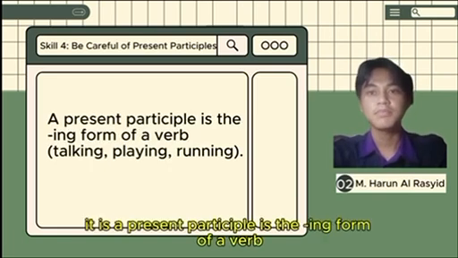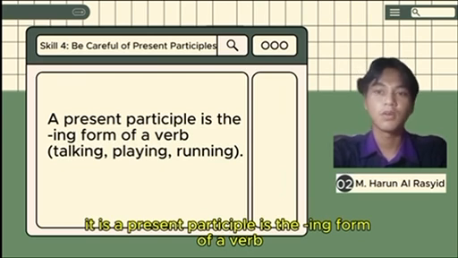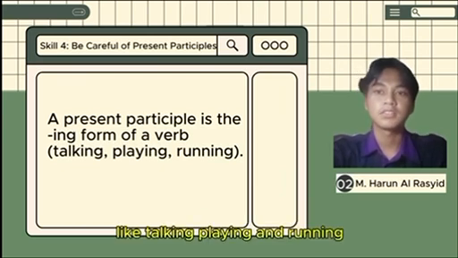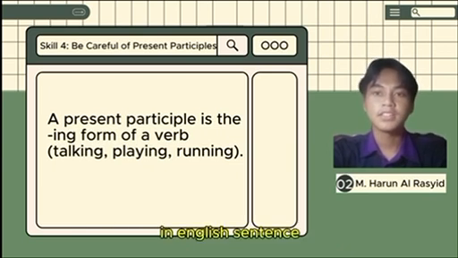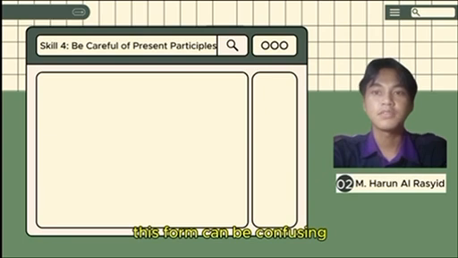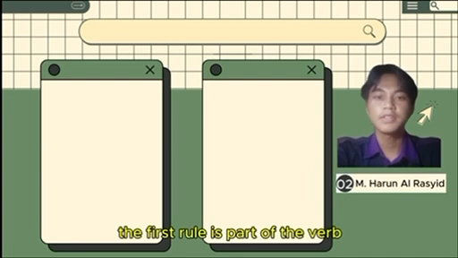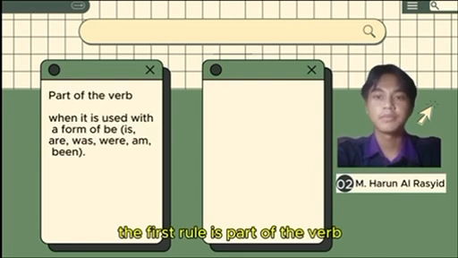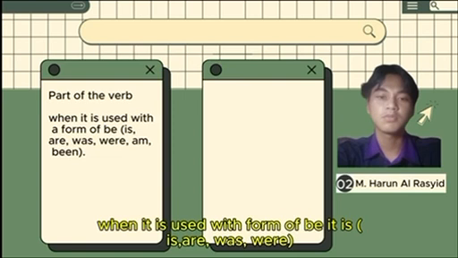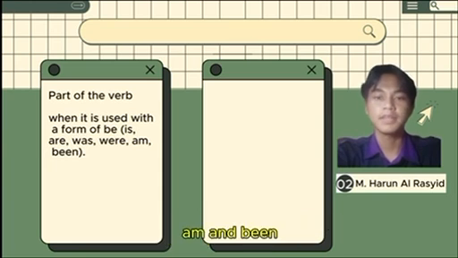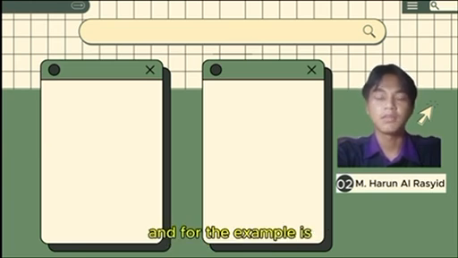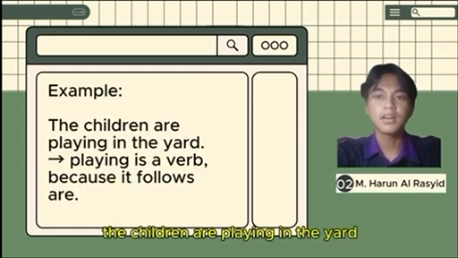A present participle is the -ing form of a verb, like talking, playing, and running. In English sentences, this form can be confusing because it plays two different roles. The first role is part of the verb, when it is used with a form of be: is, are, was, were, am, and been. For example, the children are playing in the yard.